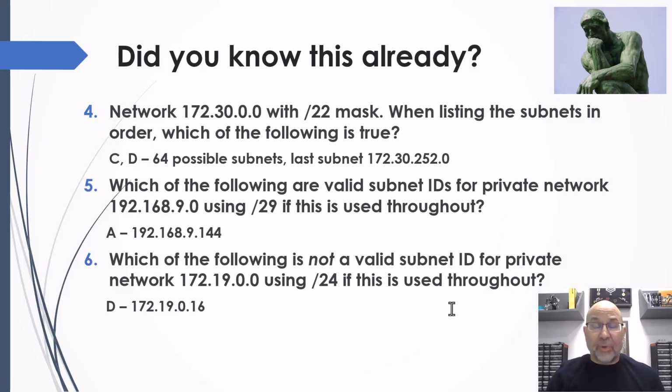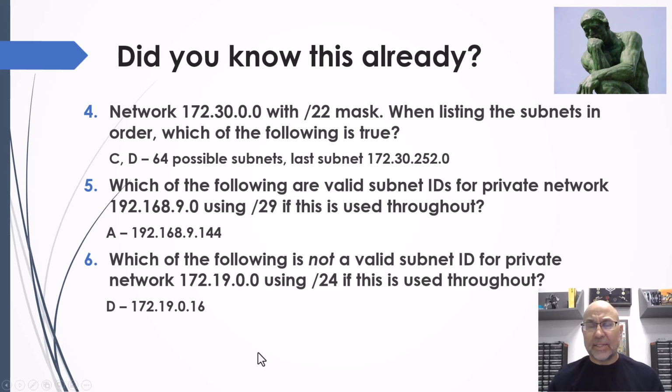Question number 6: which of the following is not a valid subnet ID for the private network 172.19.0.0 using a /24, if this is used throughout? So again, everybody's using the same mask. A lot of these problems are same-mask problems. Well, the only one that doesn't make any sense whatsoever is 172.19.0.16. And the reason it doesn't is because while there's a 0 here and you go, well, wait a minute, if we start with a classful address space, wouldn't I start there? And the answer is yes, but it would be all zeros everywhere.